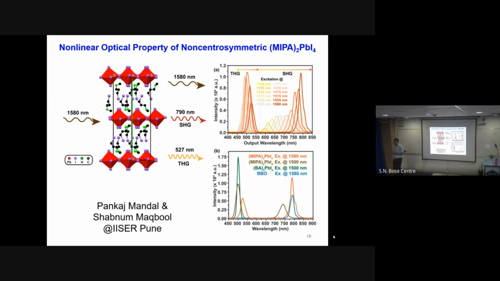Third harmonic generation has nothing to do with centrosymmetry or non-centrosymmetry. Both kinds of samples can show third harmonic generation. So with one incident wavelength, you can get two nonlinear optical outputs, and they can span across the electromagnetic spectrum.